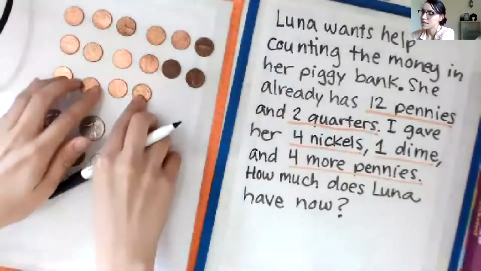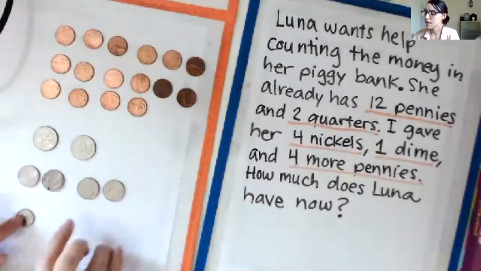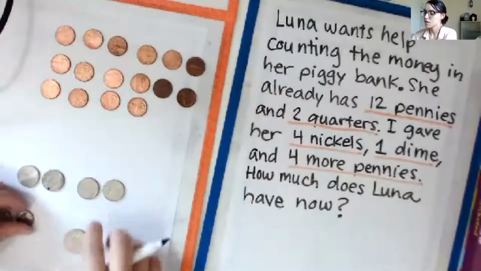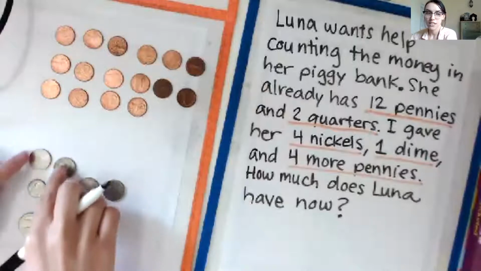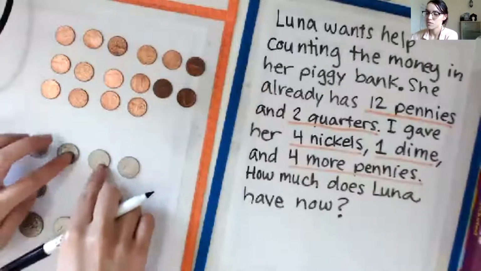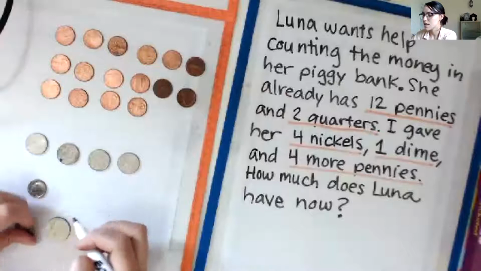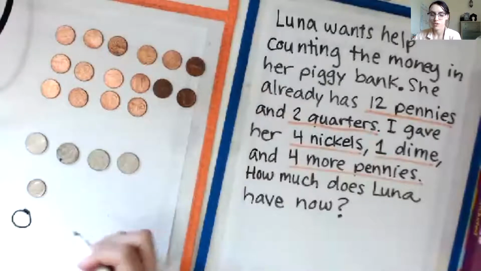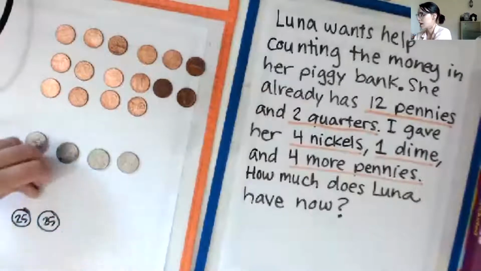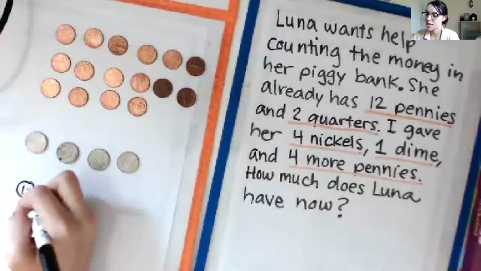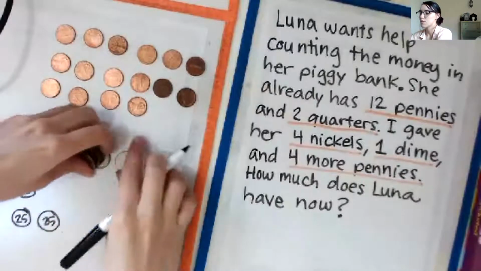Remember, we put all the pennies together. Then we have all of our nickels together. Let's go ahead and put this in order from greatest, my quarters. My dime is my next greatest, and my nickels. All right, so I could draw all of these coins. I had 2 quarters. Those are each worth 25. Luna had 1 dime. That's worth 10. Luna had 4 nickels. Each nickel is worth 5.